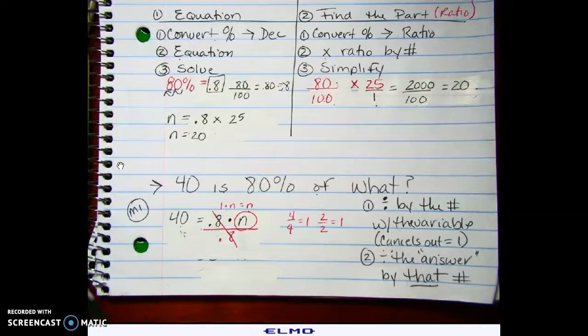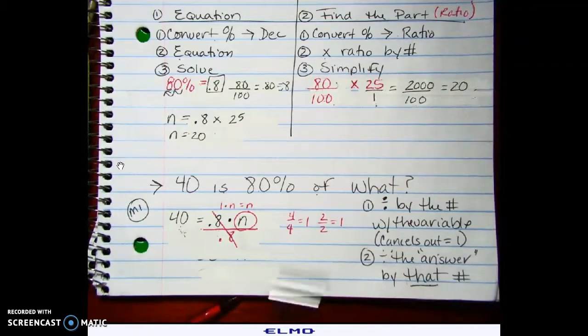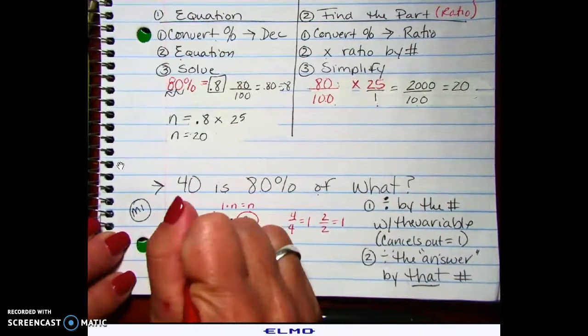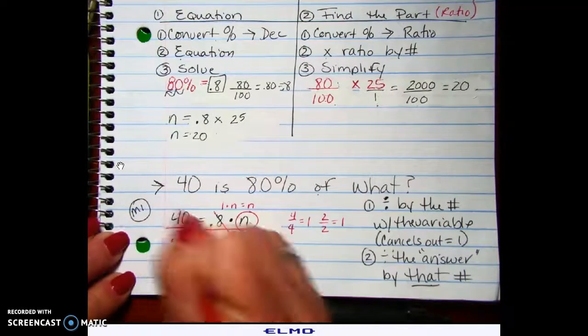But here's the tricky part. You have to do the second part because it has the equal sign. So you have to do the same thing on each side. So you're going to divide the answer, or that number on the other side of the equal sign, by that number. So let me go ahead and divide by 8/10.